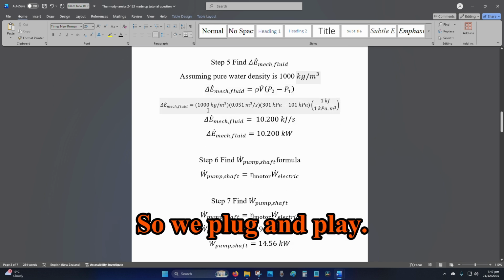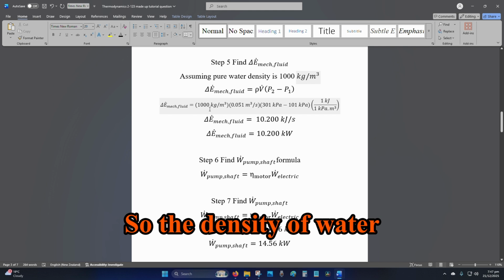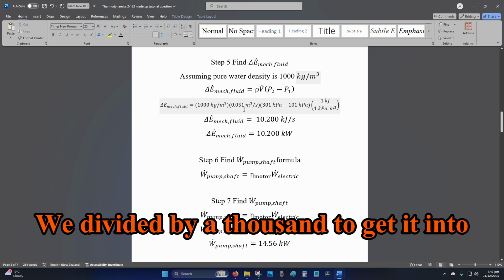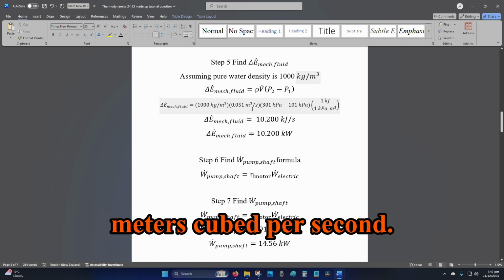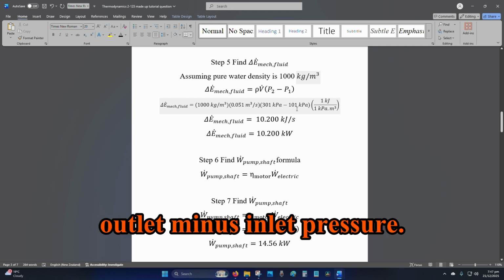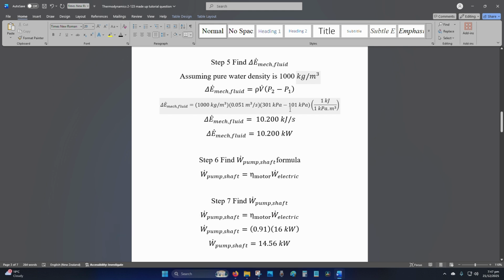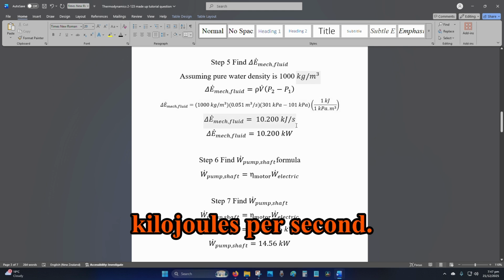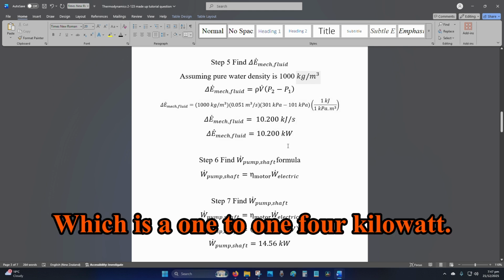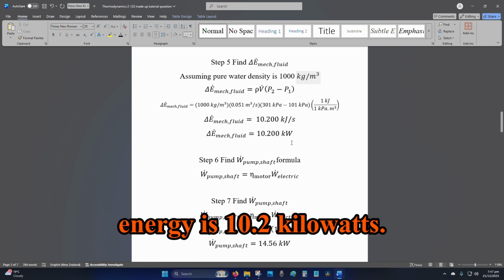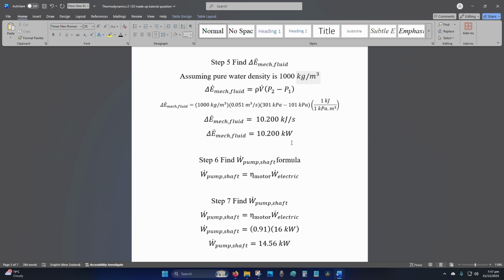Okay, so we plug and play. So the density of water multiplied by the volume flow rate, we divided by 1000 to get it into meters cubed per second. And then we've got the outlet minus inlet pressure. Make sure you've got your conversion factor to get it into kilojoules per second, which is a 1:1 for kilowatt. So the mechanical energy is 10.2 kilowatts.